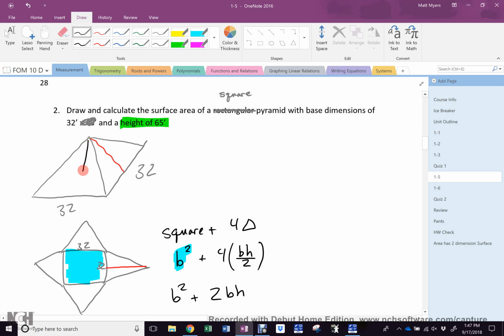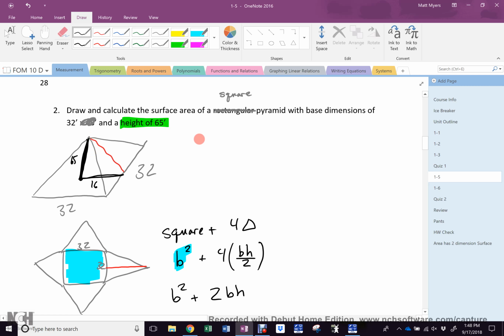From that point straight to the ground, agreed? Now what do you know about that point on the ground? It's right in the middle, isn't it? Which means how long is that? So how long is it? 16, agreed? Half of 32. And how tall is it? No, read the question. 65. Now I need this red line, don't I? I have to find it, don't I?